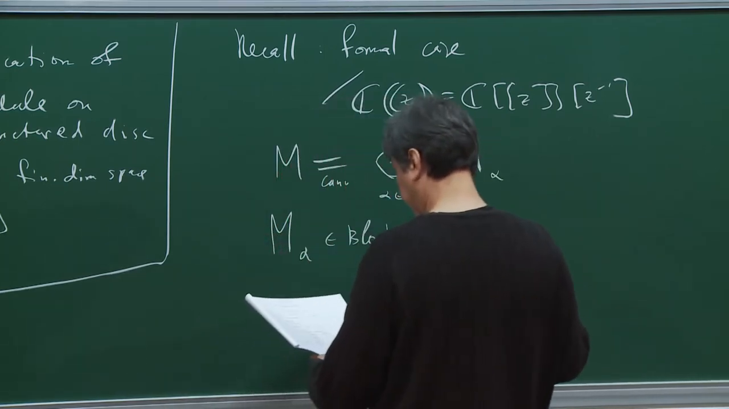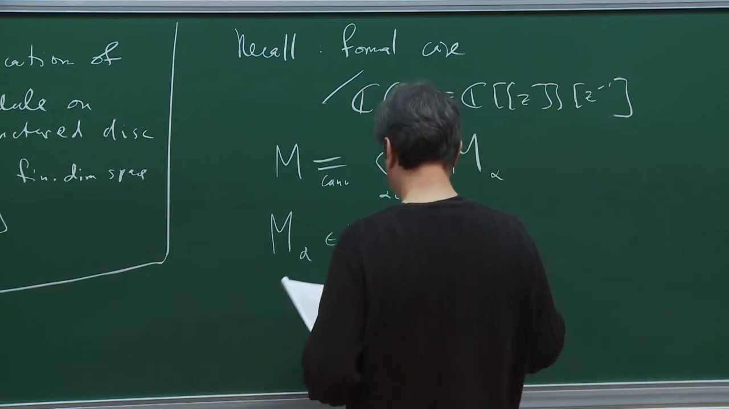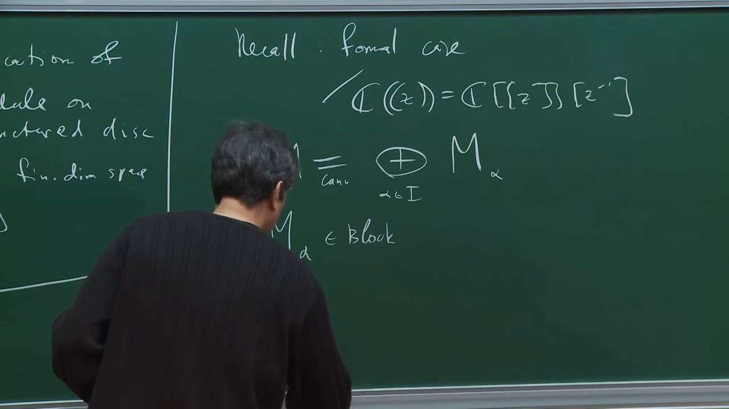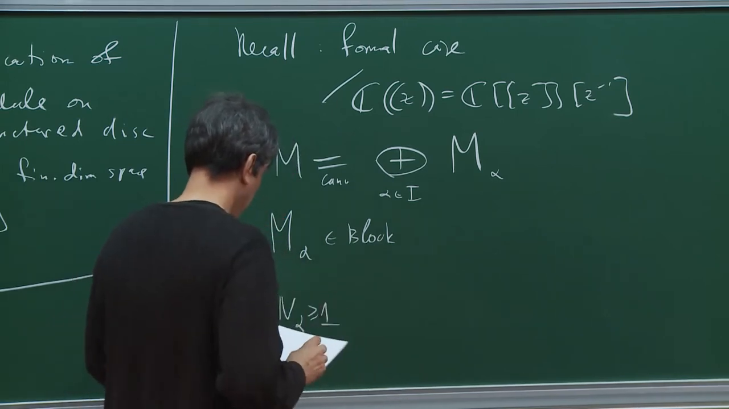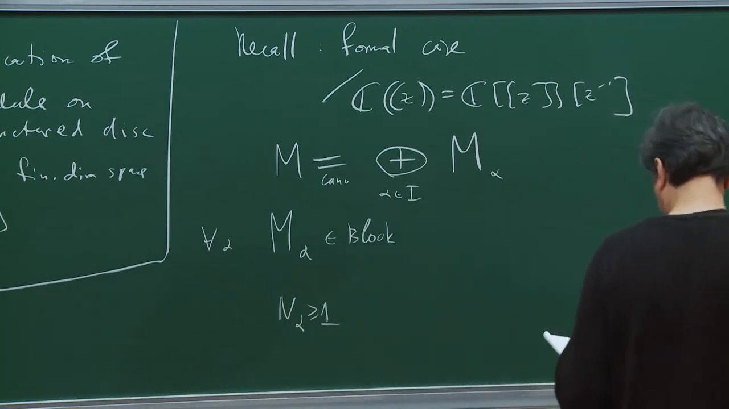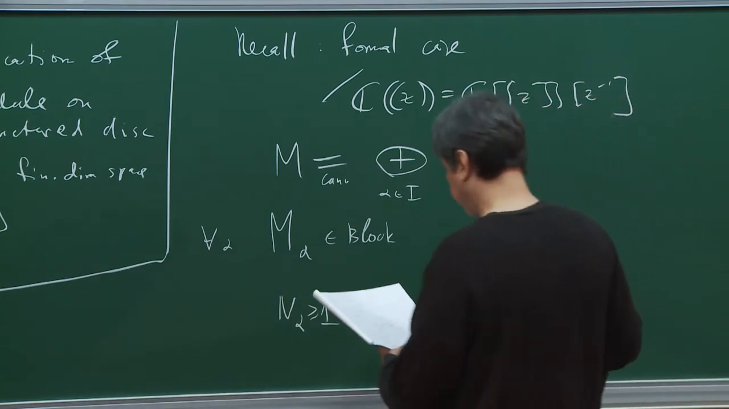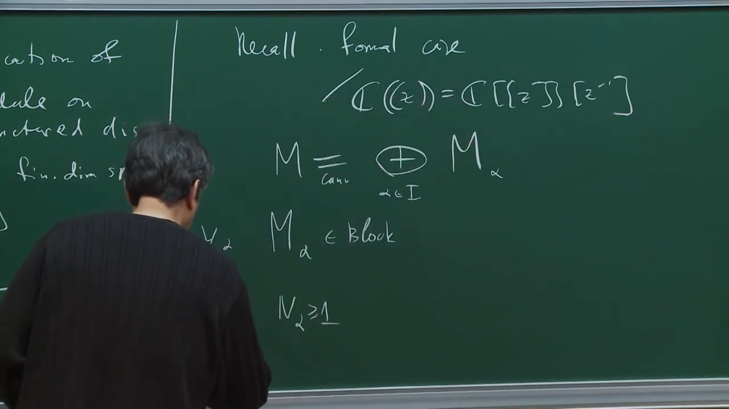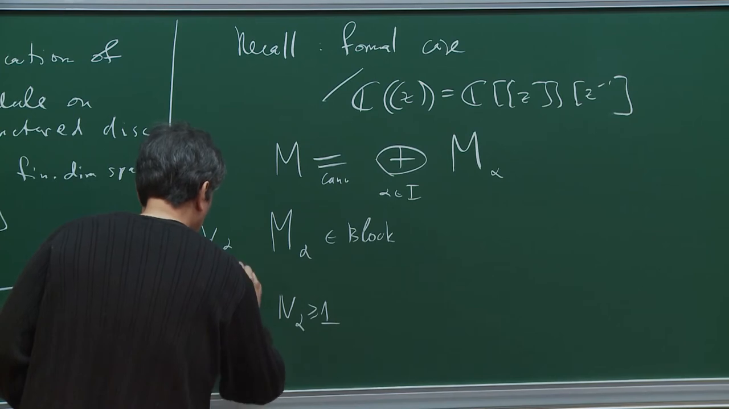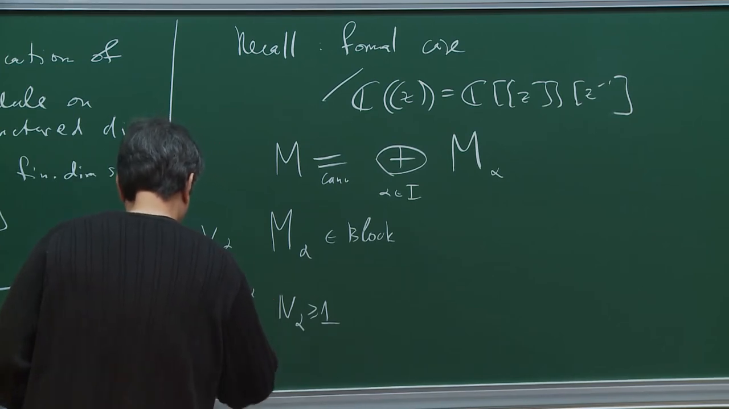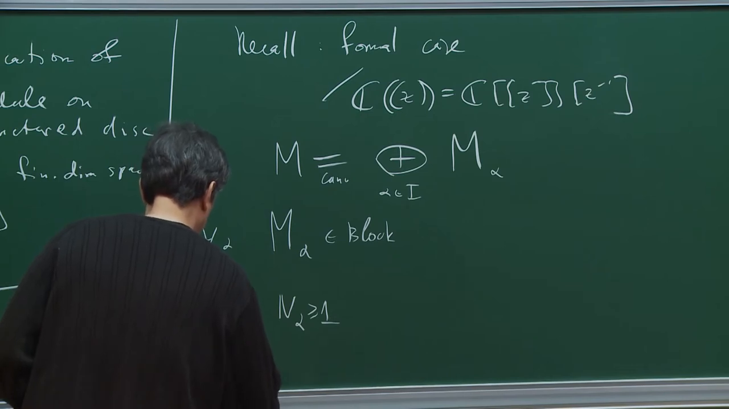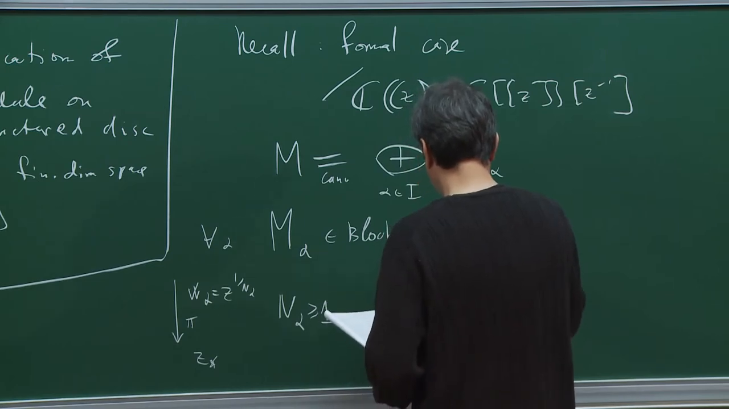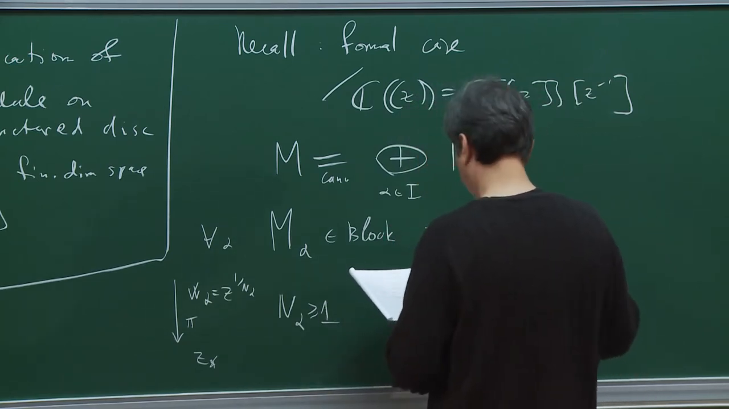And the block will be of the following form. We consider, for each alpha, a certain number n_alpha greater than or equal to 1, some integer, the ramification number. And the block will be the following. We consider the covering w_alpha, where z is w_alpha raised to the nth power, the coordinate on one disk covering to the alpha, and the block will be a direct image of the following thing.